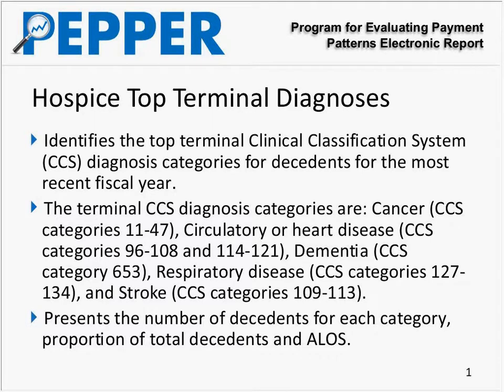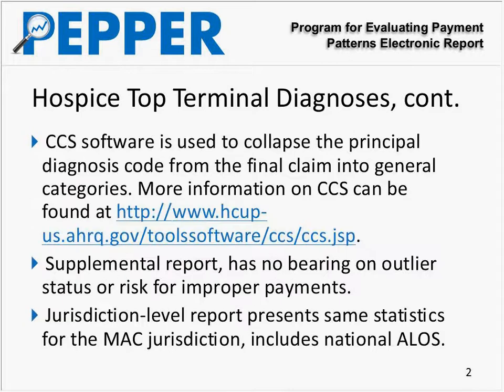And in the Pepper, we will identify for you the number of decedents for each of these categories, the proportion of total decedents, and the average length of stay for each of those categories for your hospice. Now, to calculate these statistics, we use the Clinical Classification System software to collapse the principal diagnosis code from the final claim into these general categories. And if you'd like more information on the CCS, you can find it at this link on the slide.